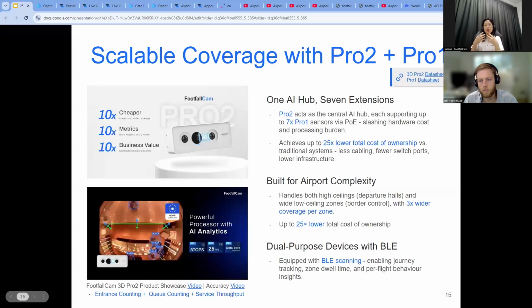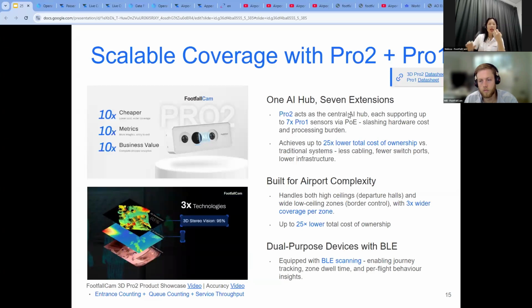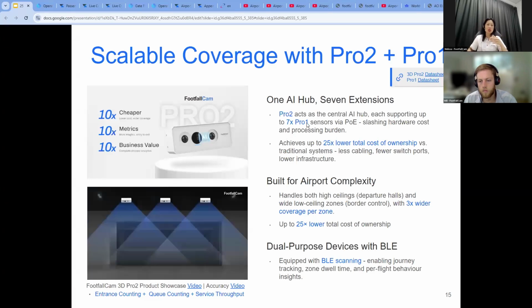But what makes it truly revolutionary is how it works in tandem with our Pro 1. Each Pro 2 can support up to 7 Pro 1 over PoE. This lets the Pro 2 act as a central AI hub, handling all the processing locally on the edge. So instead of deploying 7 intelligent devices, you're essentially deploying just one with 7 inexpensive extensions. This lowers the hardware cost dramatically.